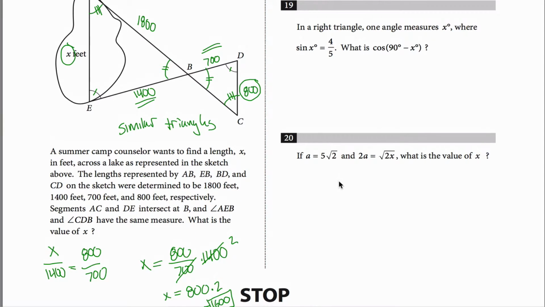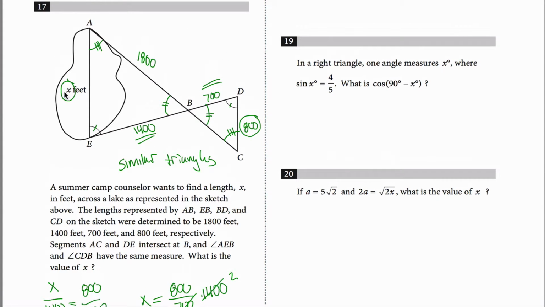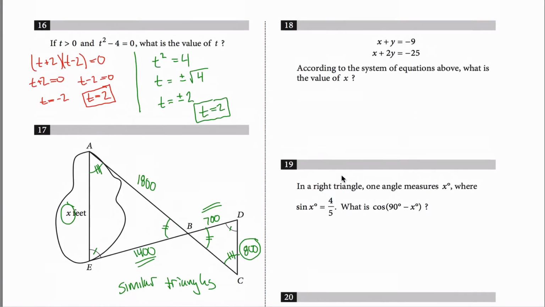You can give that a reasonableness check. Wait, does that seem right? 1600 is exactly twice as long as this one? Oh, right, because this one right here is exactly twice as long as this one. Sure, I guess that makes sense.